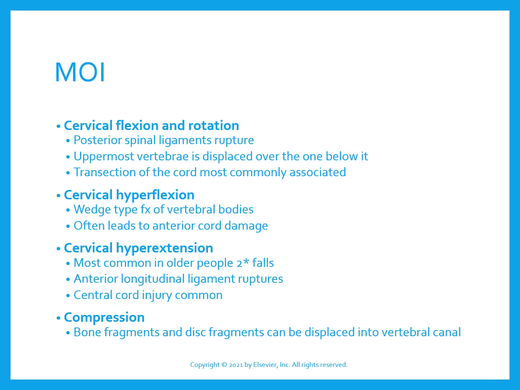Cervical hyperflexion injuries are going to cause wedge-type fractures of the vertebral bodies, which often leads to anterior cord damage. Cervical hyperextension injuries are the most common in the older population secondary to falls. It causes damage to the anterior longitudinal ligament, with oftentimes rupturing, and causes a central cord injury.